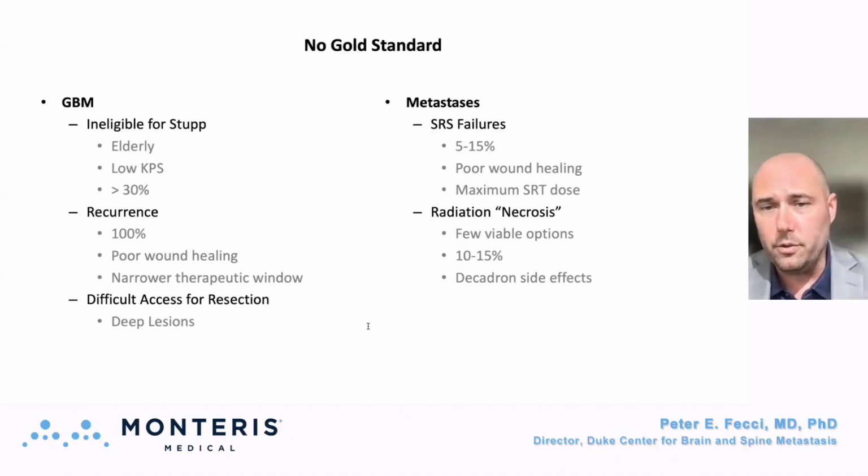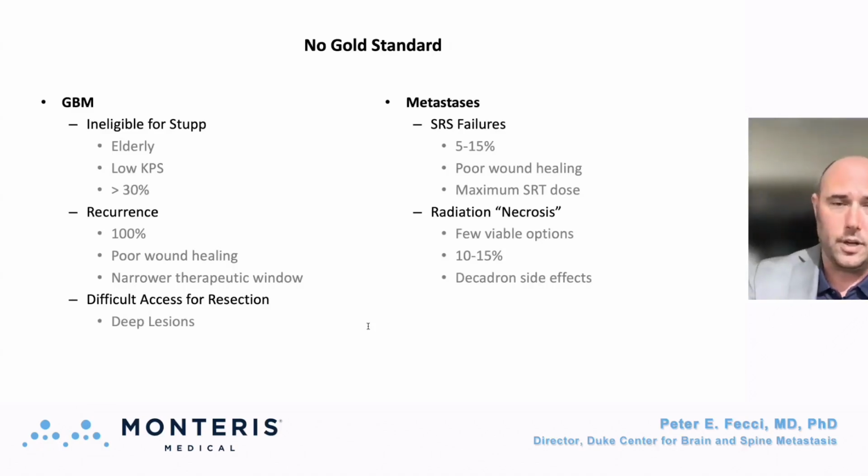Radiation necrosis is yet another arena where I don't think there's a gold standard, and sometimes those patients have few viable options, and it may be about 10 to 15% of the patients that actually undergo radiation necrosis. You may be treating them with steroids. It may require long courses of steroids, and those medications, of course, have side effects as well.